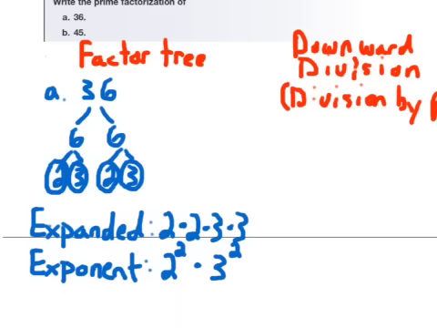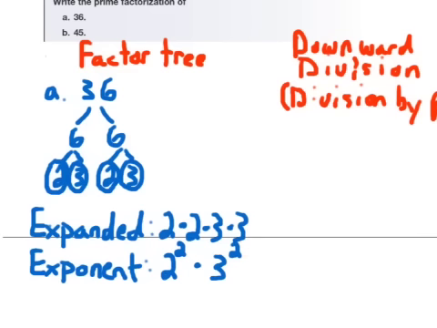Now if I multiplied those out, okay, 2 squared is 4, and 3 squared is 9, and 4 times 9 is 36, which is the number I started with. So again, exponent form, this number tells me the factor I multiply together. This one tells me how many times. So this means I have 2 2's that I'm multiplying together. This means I have 2 3's that I'm multiplying together to get 36.